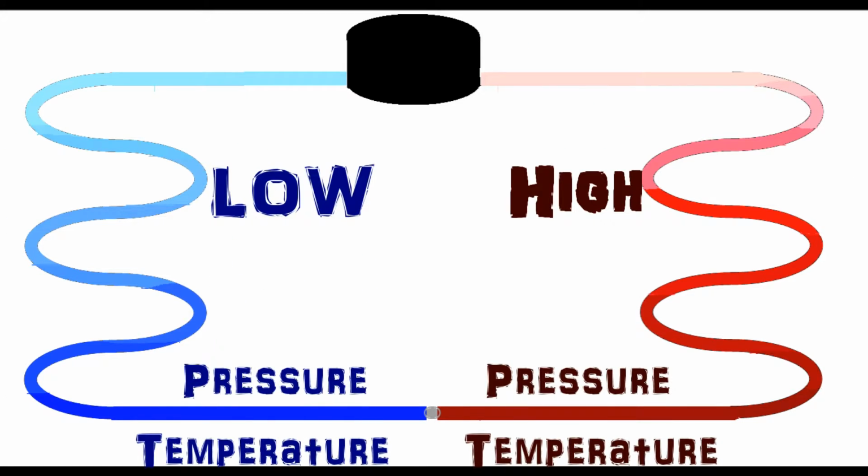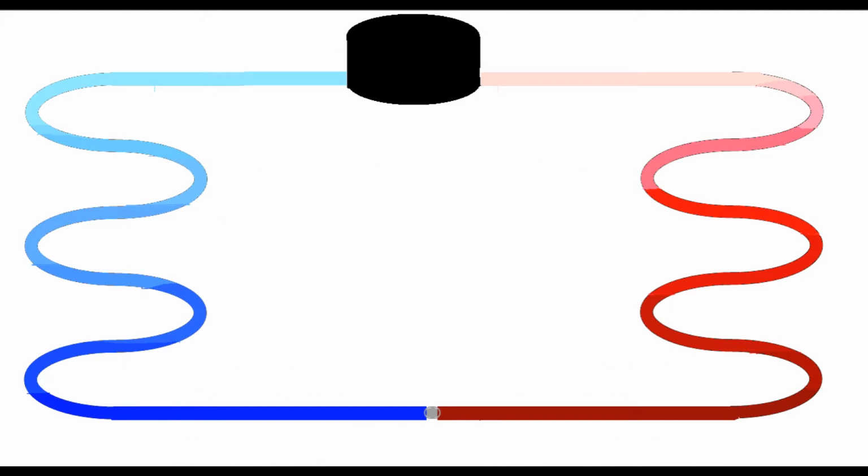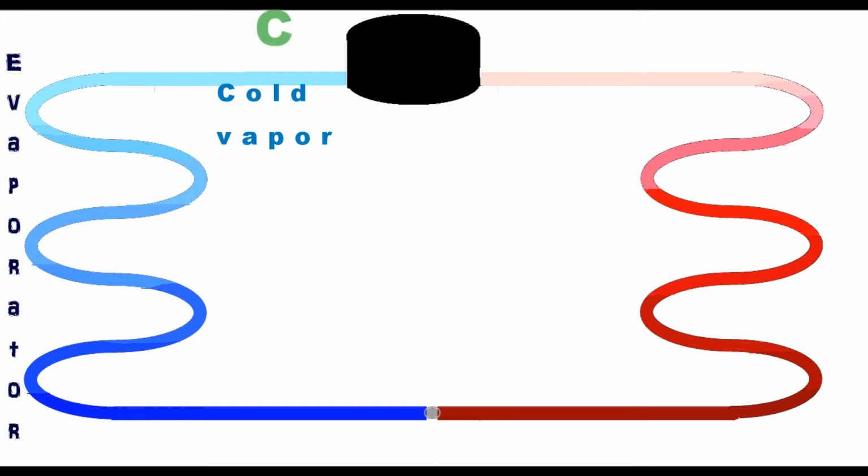I want you to notice everything on the blue side is low pressure and low temperature. Everything on the right side in red is high pressure and high temperature. So as we start, we're going to start at the evaporator. Basically, we have a cool liquid coming in. As it's cooler than the surrounding air, it's going to absorb the heat. As it does, it's going to change the liquid into a vapor. It'll boil away.